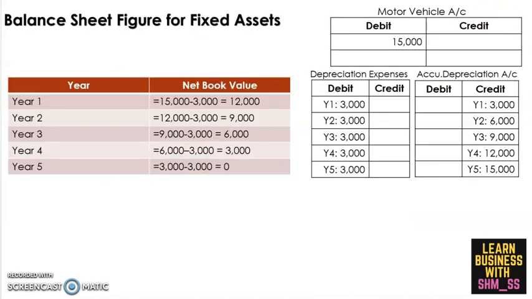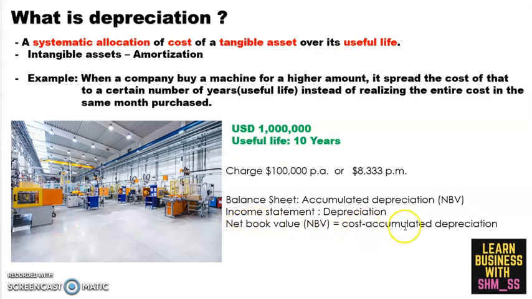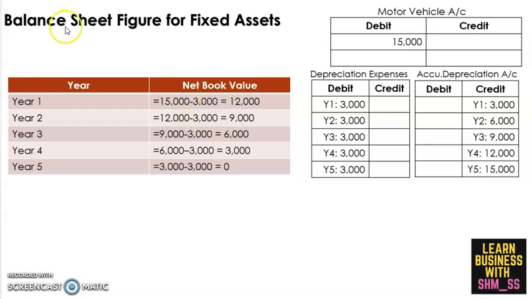Let us go to the next topic: how the balance sheet will be affected because of this depreciation. I have given you an extract of the table that we used for double entry. Let's see how the net book value will be affected. We know the net book value calculation: net book value is cost minus accumulated depreciation. The same equation will be applied here.